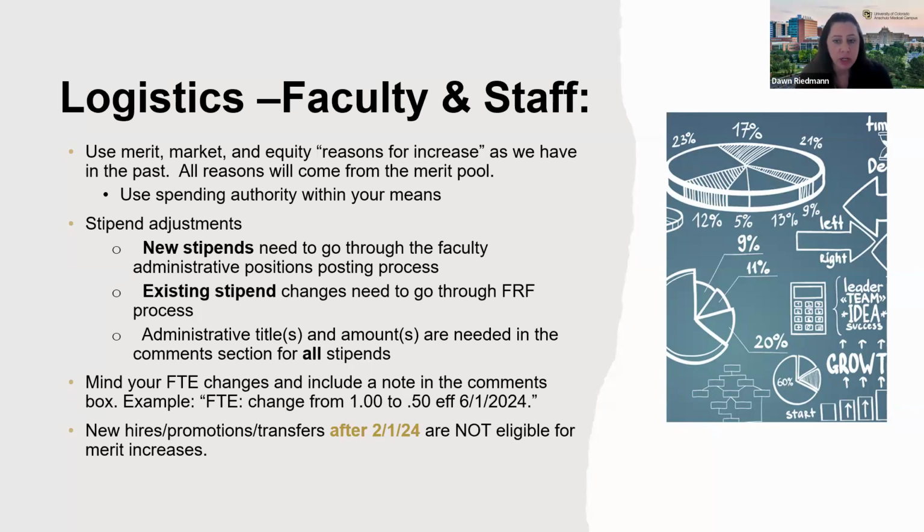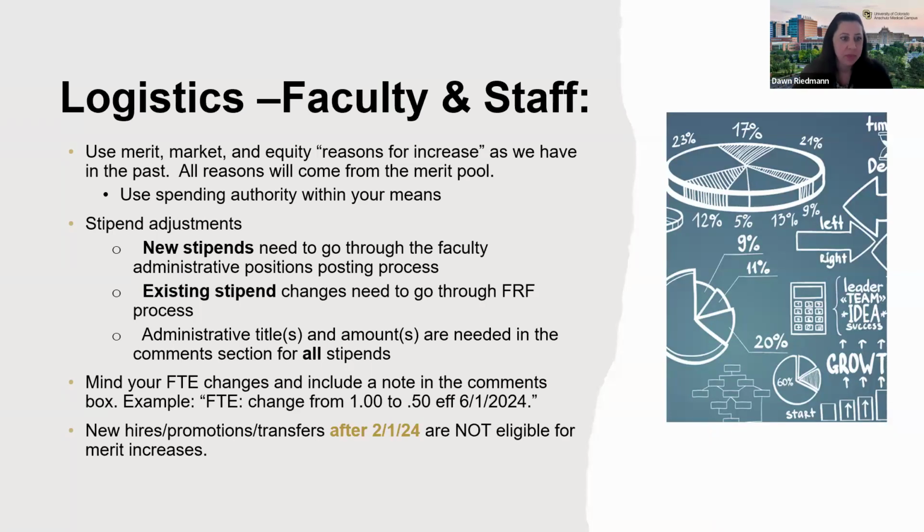The other thing is FTE changes. This is important, as you have FTE changes throughout the entire process. Some people change every month, some just once a year. We're asking that you include a note in the comment section, just letting us know that this is what the FTE was, and we're changing it to this FTE on X date. This will help us confirm that we have the correct information, which impacts your compensation. Any new hires, promotions, and transfers, again, I know we've all said it, after February 1 are not eligible for increases.